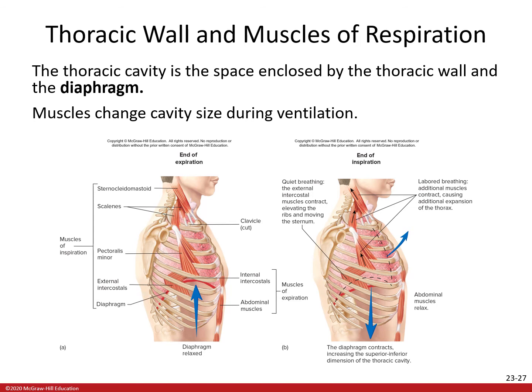But the thoracic cavity is the space enclosed by the thoracic wall and the diaphragm. Remember, the diaphragm is that big muscle that spans right underneath the thoracic cavity, and it's going to separate the thoracic cavity from the abdominal pelvic cavity. Your muscles are going to change your cavity size within the thoracic cavity during ventilation. So that is going to help with changing pressure so that you breathe in or breathe out.